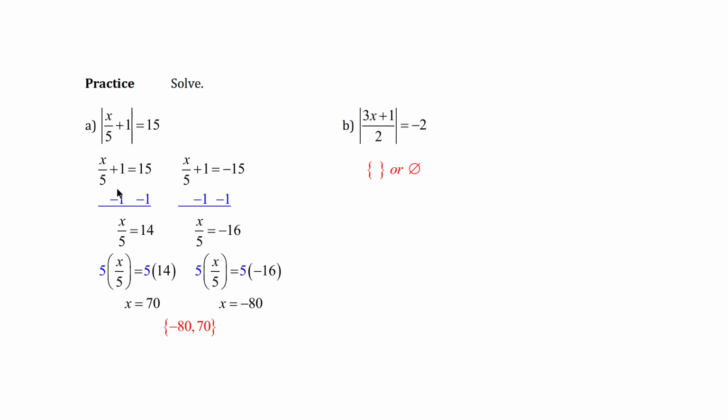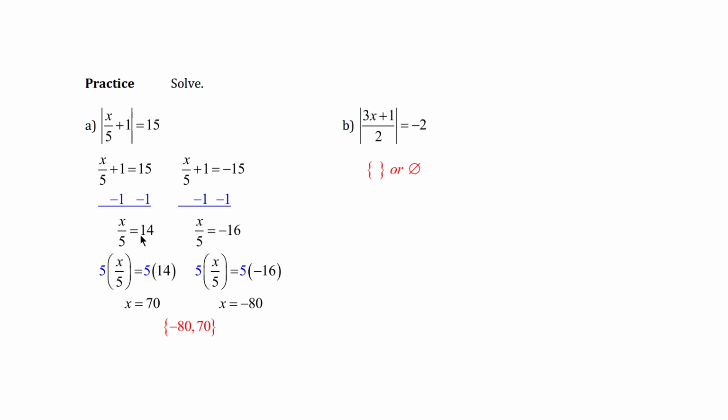From here, we could go ahead and solve the first equation by getting rid of the positive 1. We just subtract 1 from both sides of the equation. On the left-hand side, the plus 1 minus 1 cancels out, and we bring down the x over 5. On the right-hand side, we have 15 minus 1 is 14. The result is x over 5 equals 14.